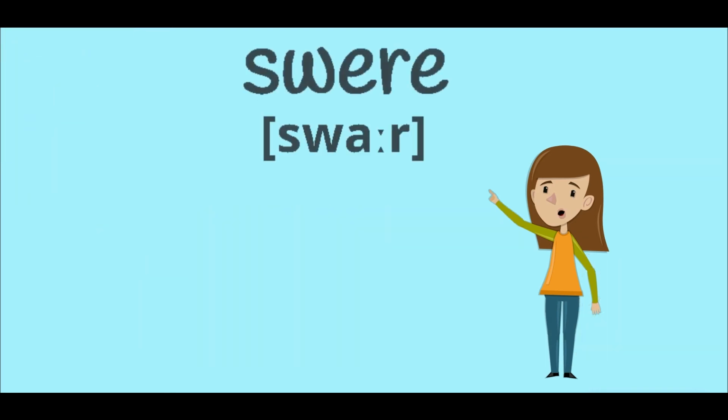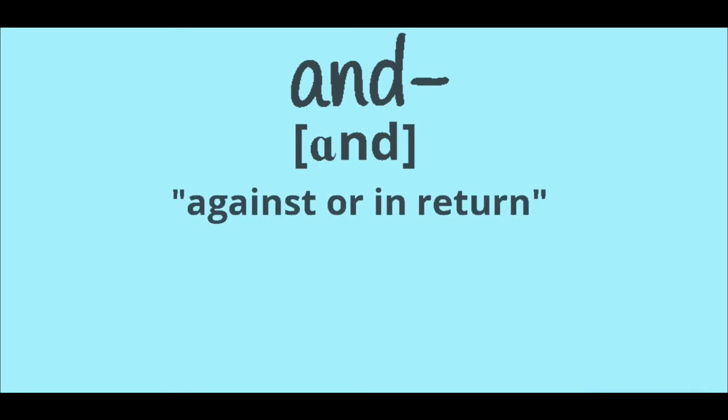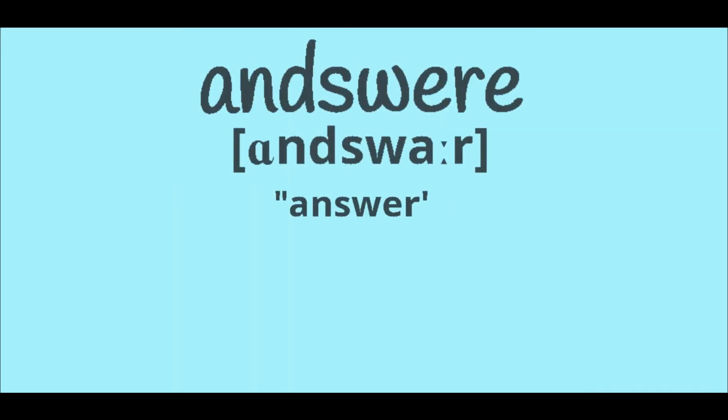The Old English word swear matches up pretty close to the modern English word swear. But Old English had a specific prefix, and, which meant against or in return. Thus, by putting the prefix in front of a verb, it would mean to complete the action against someone or in response to someone. This prefix was used to form the verb andswarian, which survives today as the verb answer.